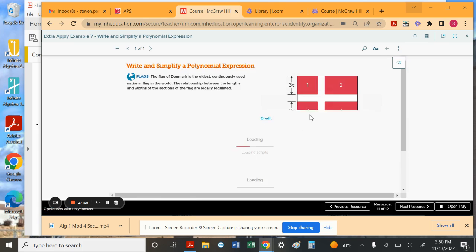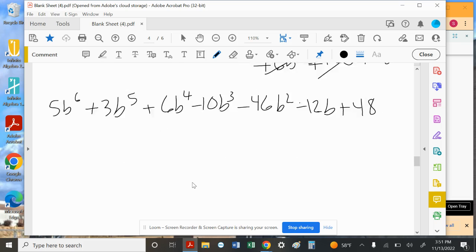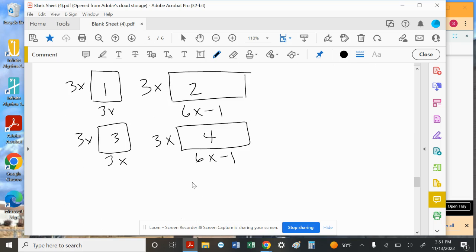So the last problem now has all of these little rectangular or square shapes. And what we want to do is we want to say, okay, we know the dimensions. This is 3x by 3x, 3x by 3x, 3x by 6x minus 1, and 3x by 6x minus 1. And we want to see, okay, what is the dimensions of each one? So for section 1, we want to find out what is the dimensions. So we go over here, and I have them drawn out a little differently. So I have 3x and 3x there.